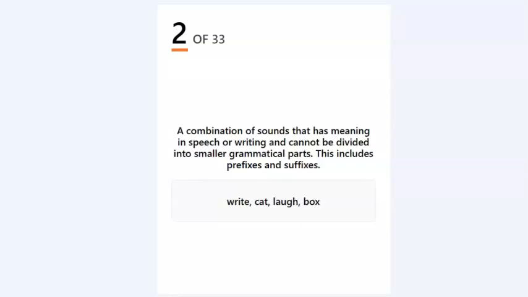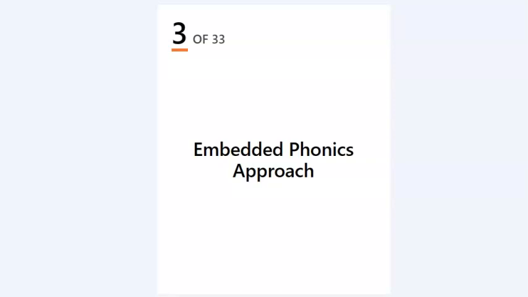Morpheme. A combination of sounds that has meaning in speech or writing. It cannot be divided into smaller grammatical parts. This includes prefixes and suffixes. Write, cat, laugh, box.